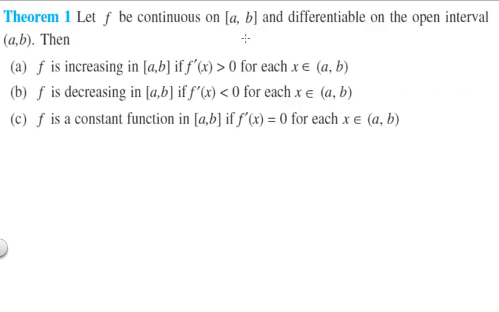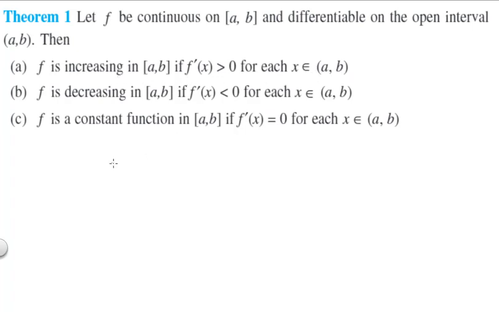Now there is a theorem. If f is a continuous function on interval a, b and differentiable on the open interval a, b, then f is increasing in the interval a, b if f dash x, that means the first order derivative of f of x, is greater than 0 for each x belonging to a comma b.